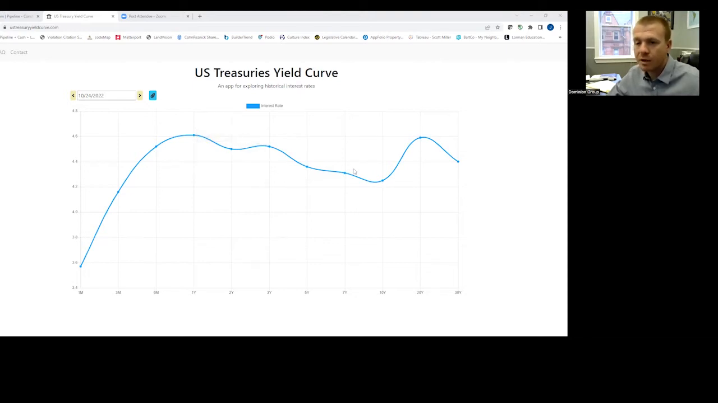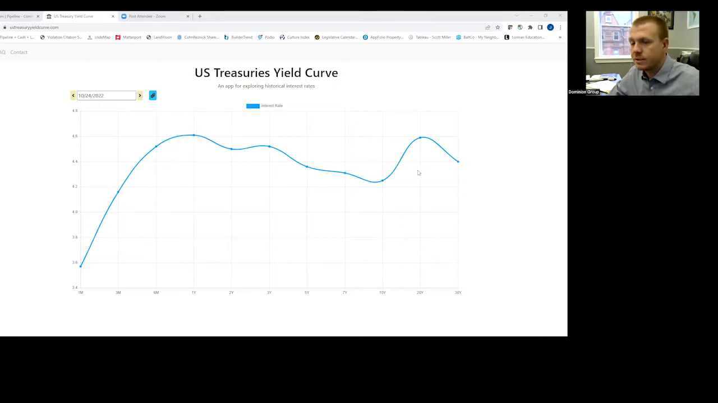beyond a year, it actually costs the federal government less money to borrow for a longer period of time, which isn't normally the case, right? The more time that you're borrowing money for, the more risk there is in that time. So in a normal environment, you want more time, great, it's going to cost you more for that more time. But right now, the market perceives so much risk over the course of the next year that the 1 year rate is actually the most expensive point on the curve.